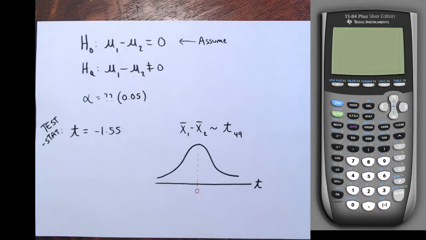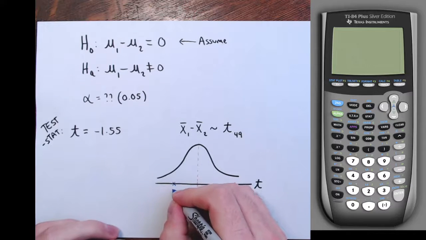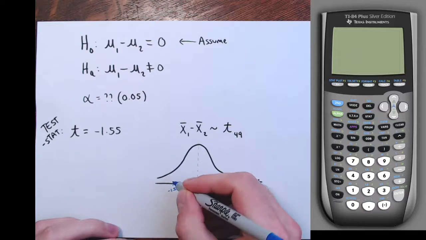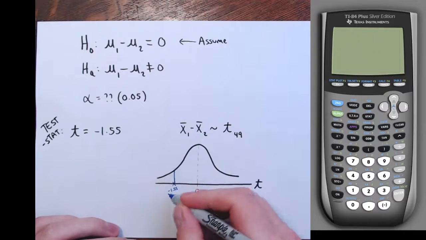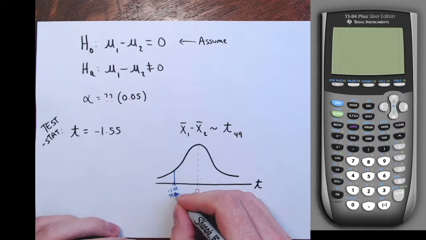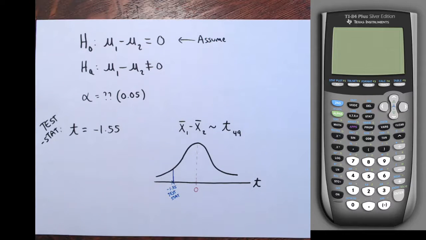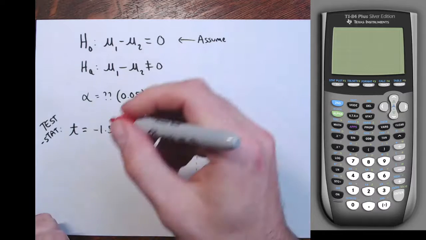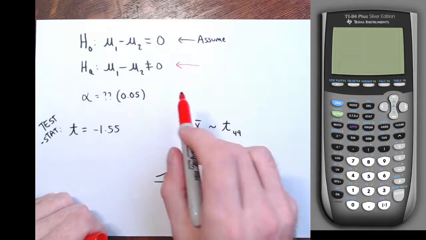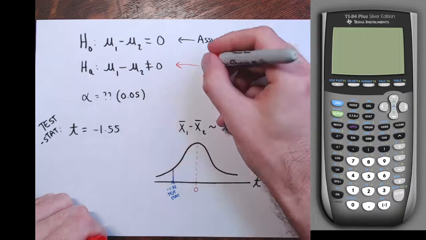And we're finding the p-value. Now for the p-value, you just need to know where the test statistic is. And that comes up at negative 1.55. Right, there's the test statistic. Now this is a two-tailed test. Right? That's what the alternative hypothesis shows us. We have the parameter not equal to a value.